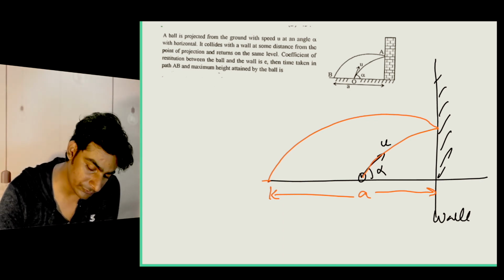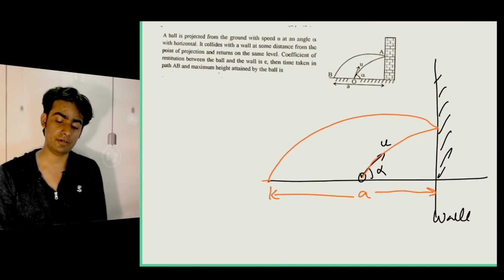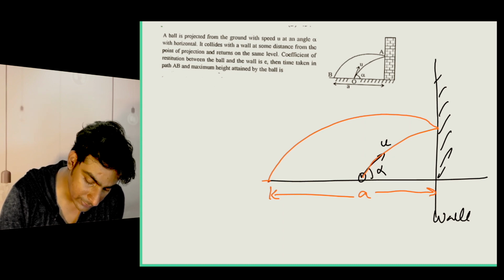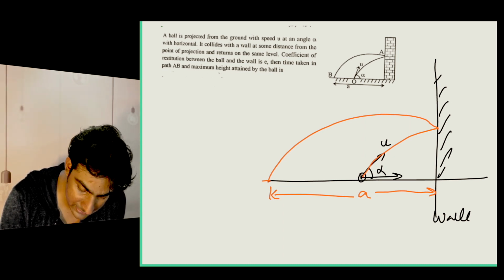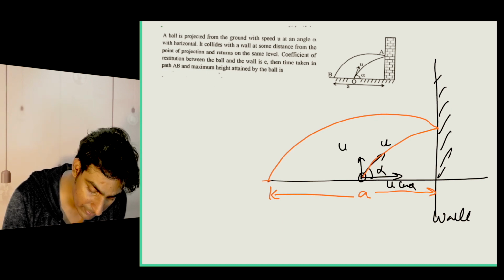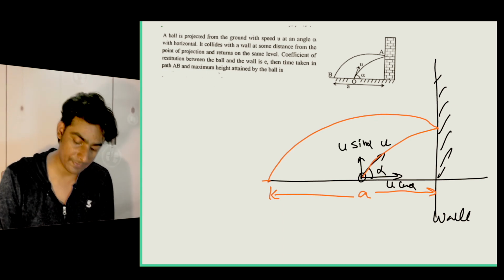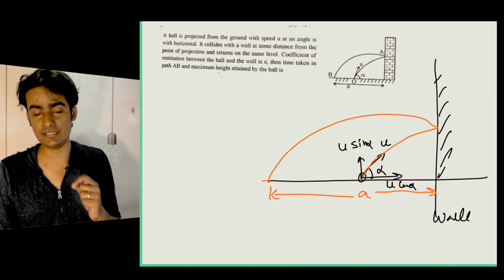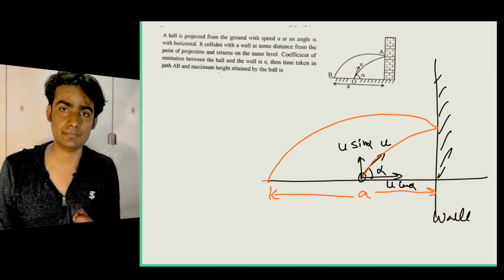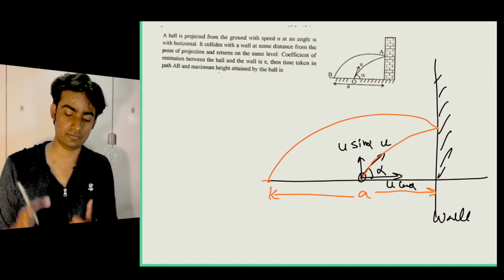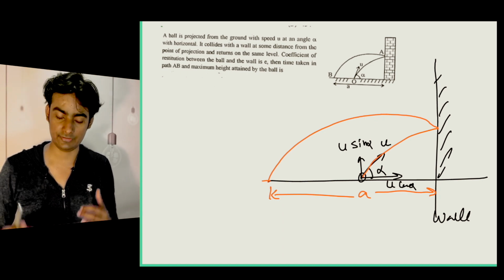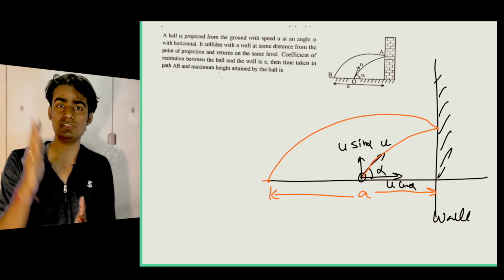Okay, so it's written that all the surfaces are smooth. That means when this ball collides with the wall, let's say it has initial velocity in the horizontal direction u cos alpha and vertical velocity u sin alpha. Okay, so in the horizontal direction, is there any force except normal of the wall? There is no other force. So horizontal velocity remains same. Okay, not remain same. We have this coefficient of restitution.